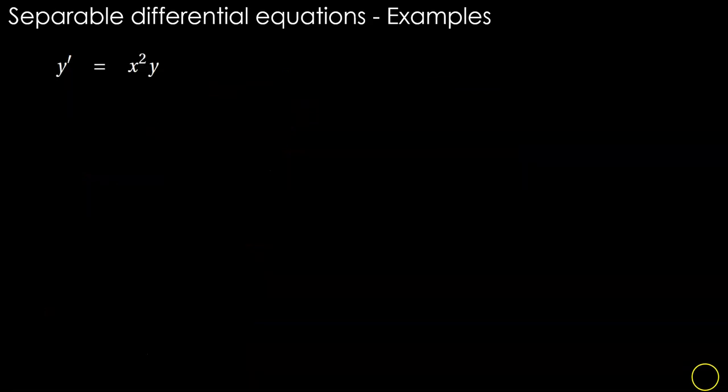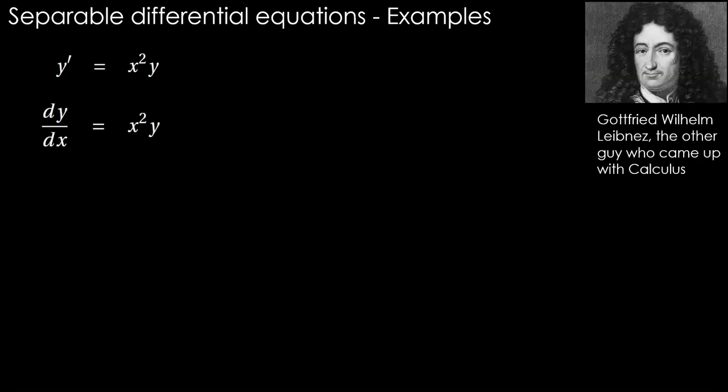Let's look at another one that's a little bit more funky. y prime equals x squared over y. Well, the first thing I'm going to do is change that y prime and use Leibniz notation. Leibniz is another guy who created calculus. This notation makes more sense when you are doing separable differential equations. So I'll get the y's on the left and the x's on the right.